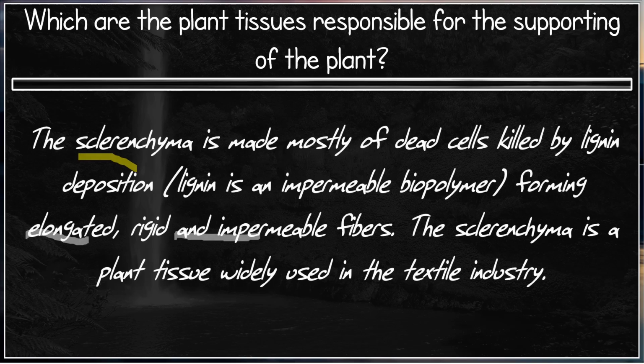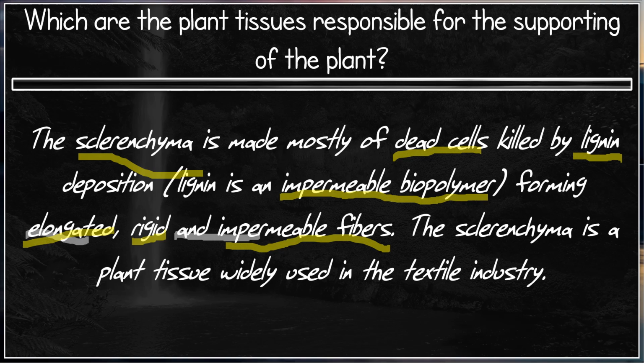The sclerenchyma is made up of mostly dead cells killed by lignin deposition. Lignin is an impermeable biopolymer, forming elongated, rigid, and impermeable fibers. The sclerenchyma is the plant tissue widely used in textile industries.